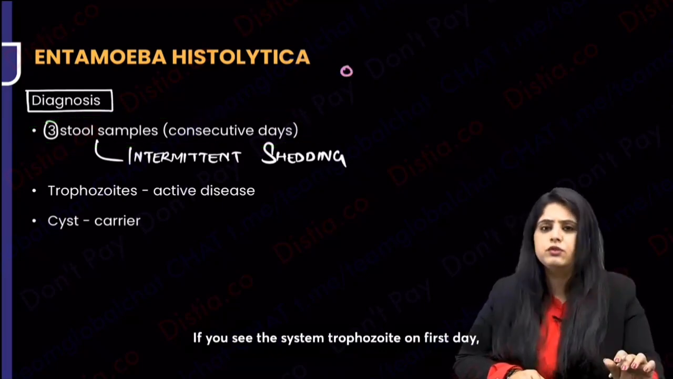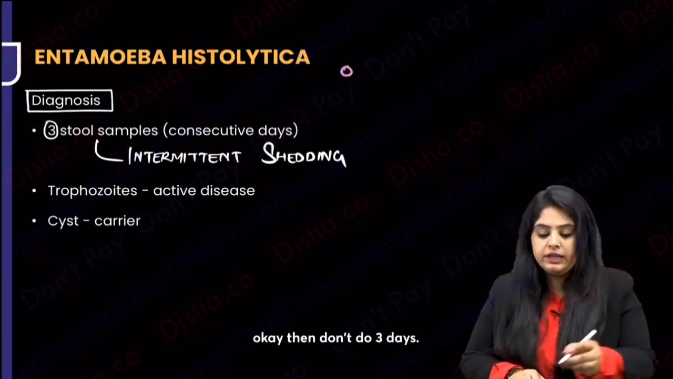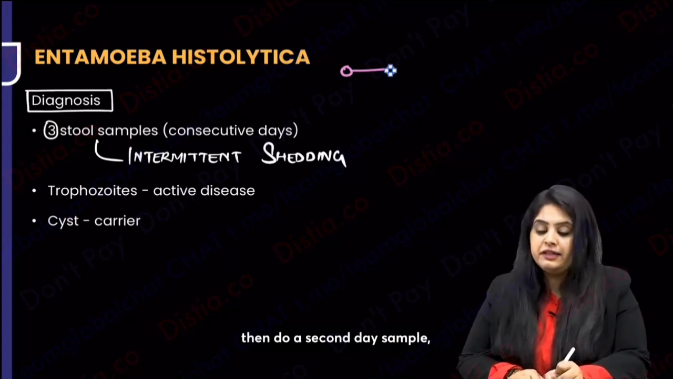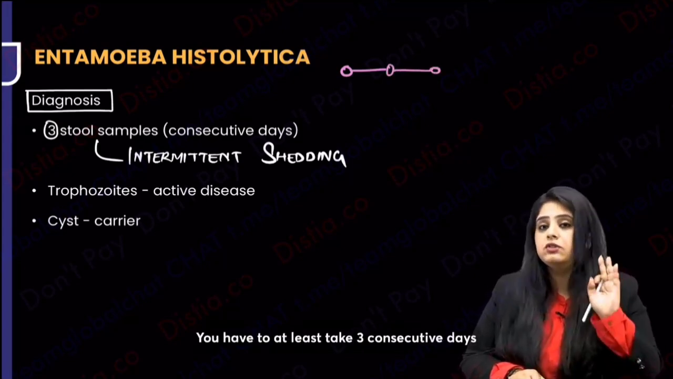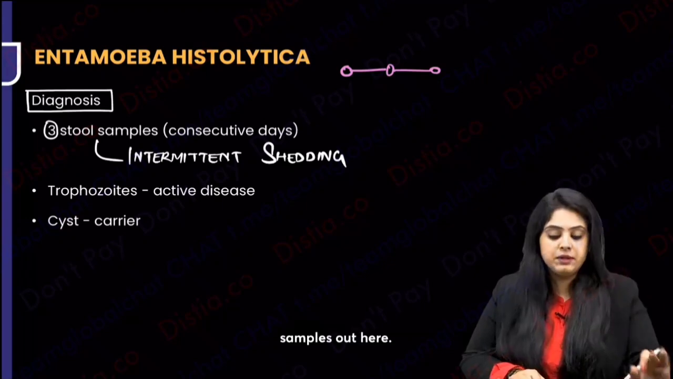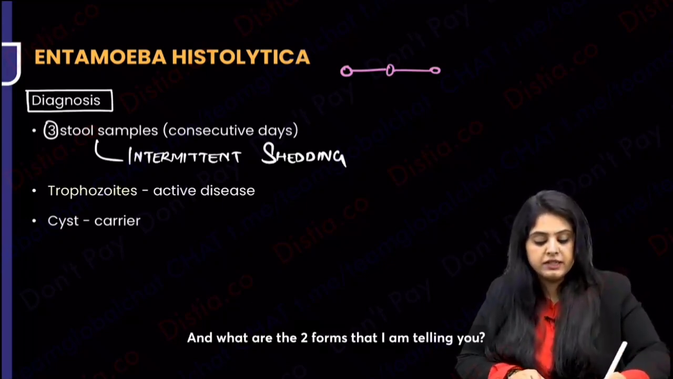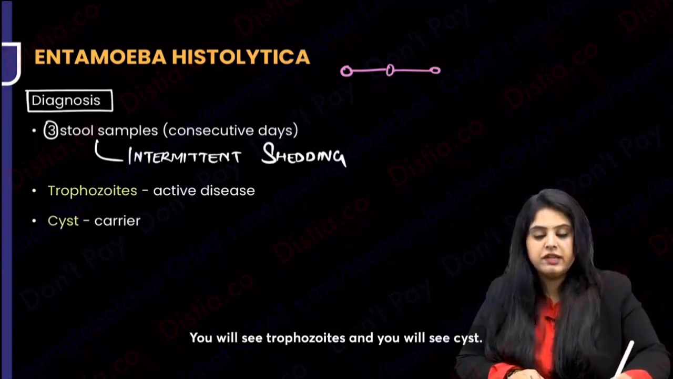If you see the cyst and trophozoite on the first day, okay, then don't do 3 days. But if you don't see it on the first day, then do a second day sample. Then next, if you still don't see it, do a third day sample. So you have to at least take 3 consecutive day samples out here. That's one thing. And what are the 2 forms that I'm telling you? You'll see trophozoites and you'll see cyst.